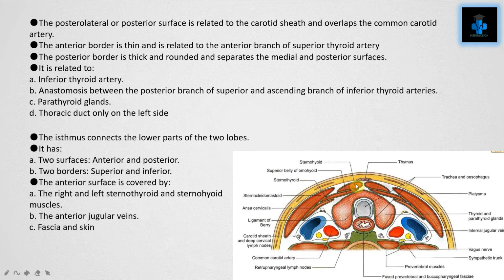The isthmus connects the lower part of the two lobes, and the isthmus has two surfaces which are anterior and posterior surface. This is the isthmus, and it also has two borders which are superior and inferior. The anterior surface is covered by the right and left sternothyroid and sternohyoid muscle right here, and it also has the anterior jugular veins and obviously the fascia and the skin.